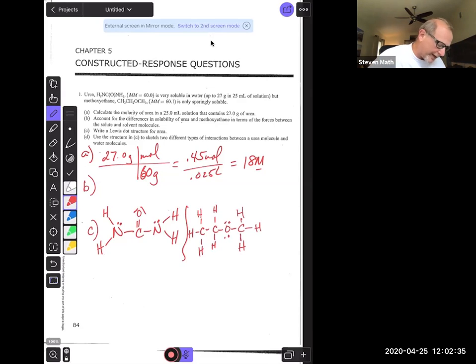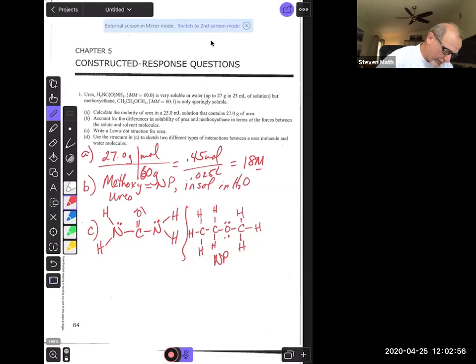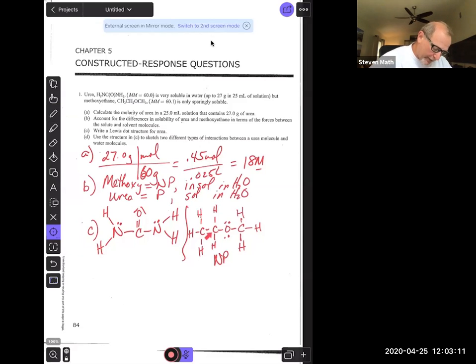But now when we go back to B and it says account for differences in solubility, the methoxyethane here is very symmetrical. This is a non-polar molecule. And so we'd say the methoxyethane is non-polar and insoluble in water, whereas the urea is polar. Polar is all get out. Nitrogen's everywhere, oxygen's everywhere. So it's going to be soluble in H2O. Understand what I'm saying is the methoxyethane molecule is much more symmetrical and much more saturated.